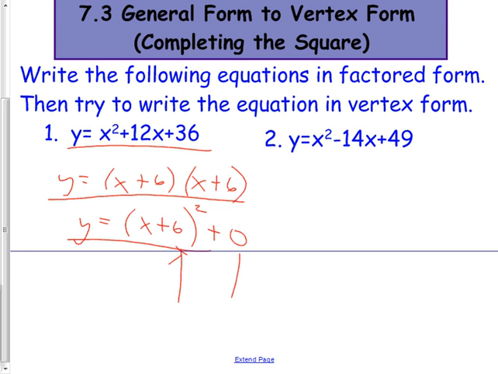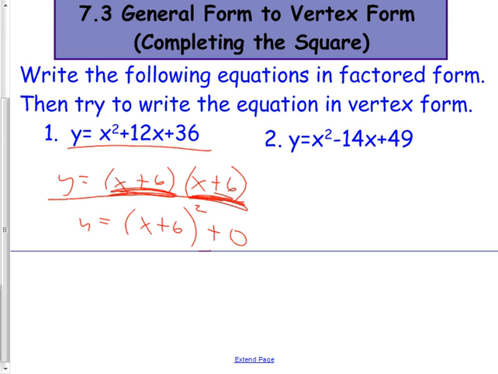The vertex is negative 6 comma 0. See? I just have to throw a plus 0 at the end to make it look more like vertex form, and it is. Okay, so that's a real special kind. That is called a perfect square, because this and this were exactly the same thing as each other.